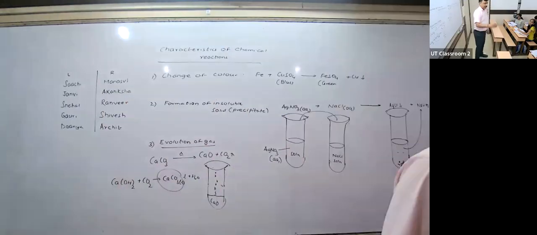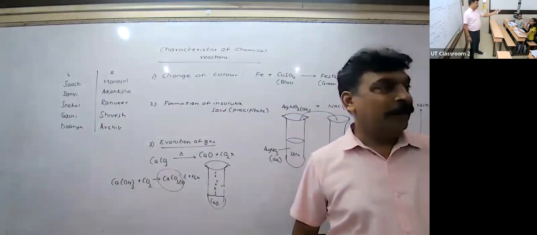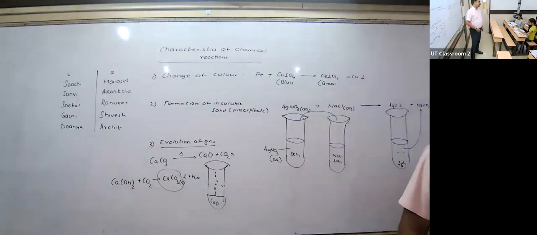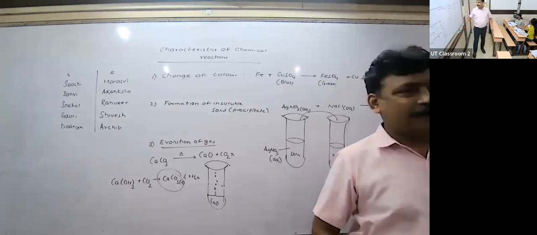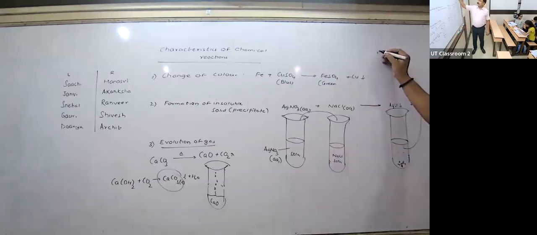Very good. Come on, next. Example: Pb(NO3)2 solid. Not sulfur, solid. Small s is solid, small l is liquid, g is gas, aq is aqueous. Last time I told you. Write it down. L for liquid, G for gas, and this is aq.